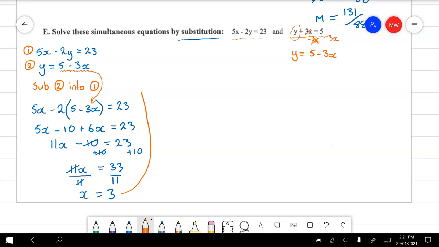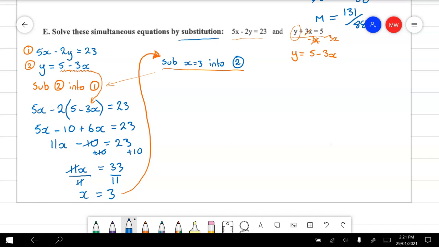I'm just going to move myself up here so I have a little bit more room. Now that I know what x is, I'm going to sub x equals 3 into equation 2. Because I subbed into equation 1 the first time, I'll go into 2 the second time. And that's why I wrote myself a little note over here, just so I wouldn't forget.